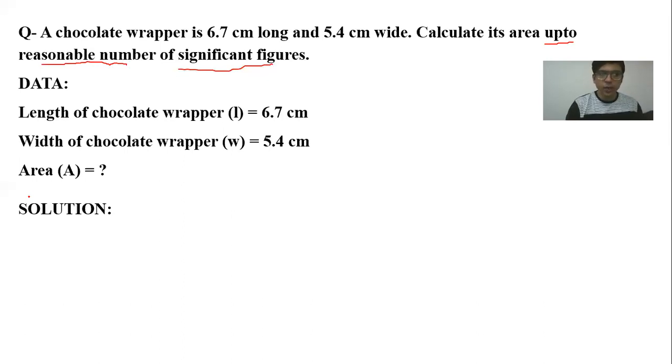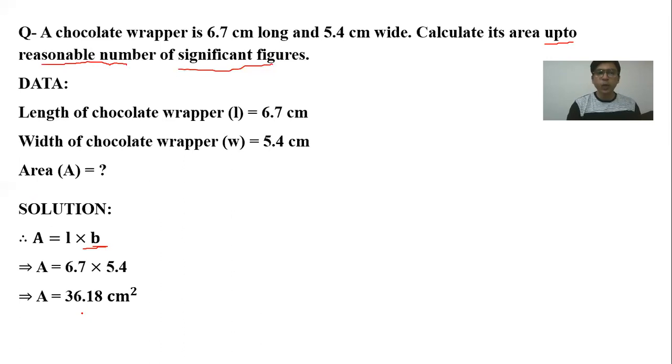Now in the solution, I have used the formula area is equal to length into breadth. Again, breadth and width are the same thing. We just have to put the values. Length is 6.7, breadth is 5.4. When we multiply it with the help of a calculator, the answer will be 36.18 and the unit will be centimeter square.